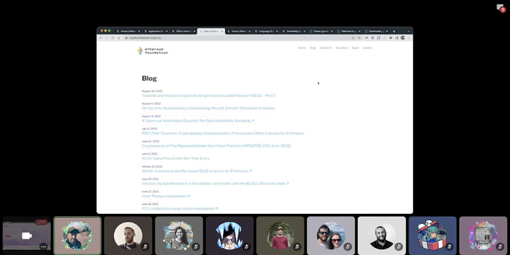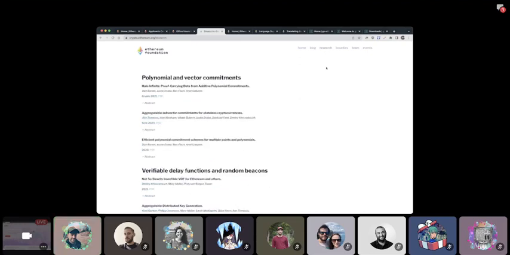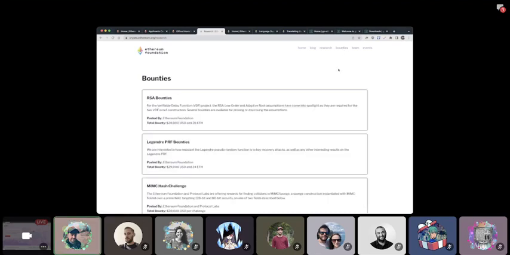So, for example, now they have a blog for the team, and they can post different posts here. They also share the different research projects and publications they have been working on. The same for the bounties. This was dispersed around different pages, and now we have all the content on the same page, so it's easier to navigate.